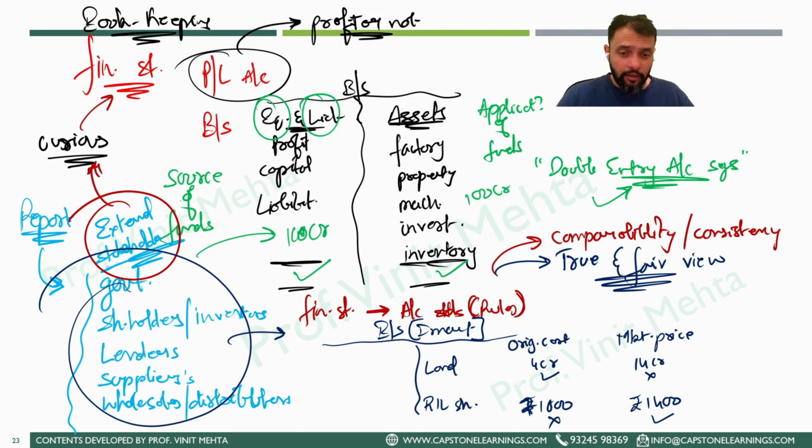Can you tell me why it is like that? For land, purchase price, but for Reliance, market price. How does that show a true and fair view of the business? Is it because of the concept of conservatism? No, no, no.